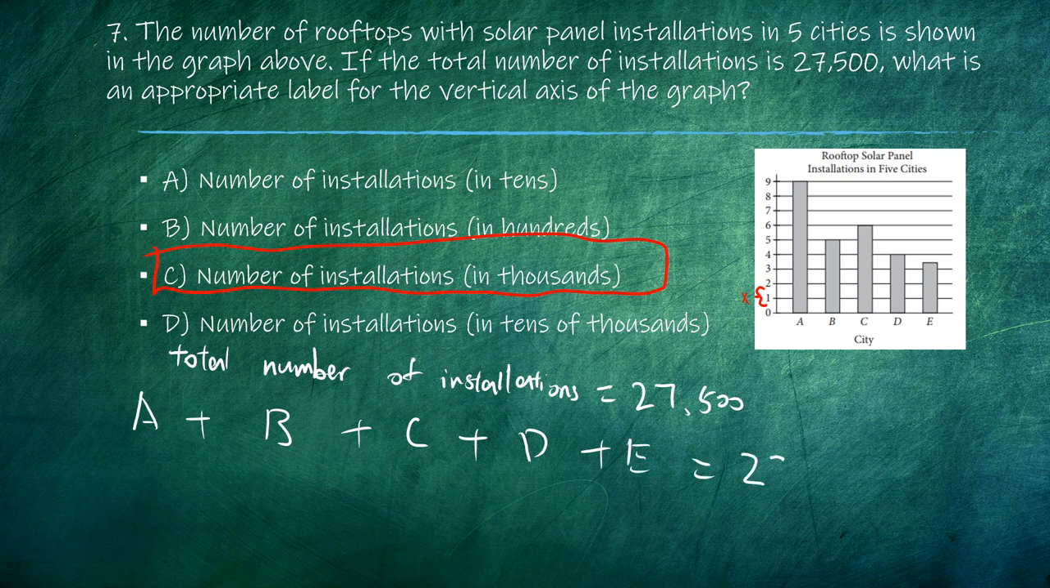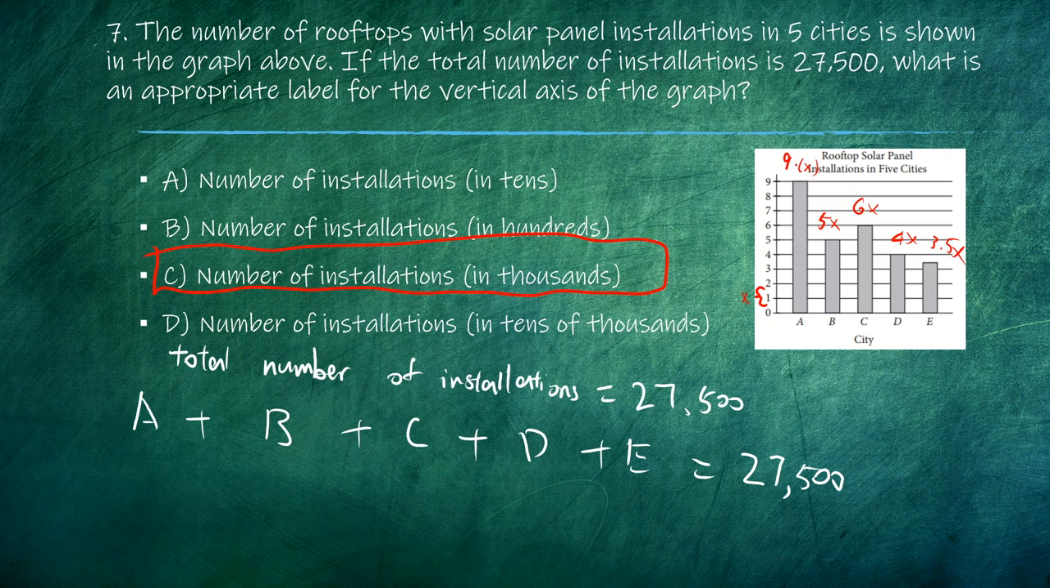And this gives us 27. For city A, there are 9 of this unit. So we can call this 9 times x, right? Because we have 9 spaces here, and each space is x amount, x units. So we call that 9x. Here for city B is 5x. For city C is 6x, city D is 4x, and city E is 3.5x. And our goal is to solve for x, because once we know what x is, then we know what the unit on the vertical axis is.